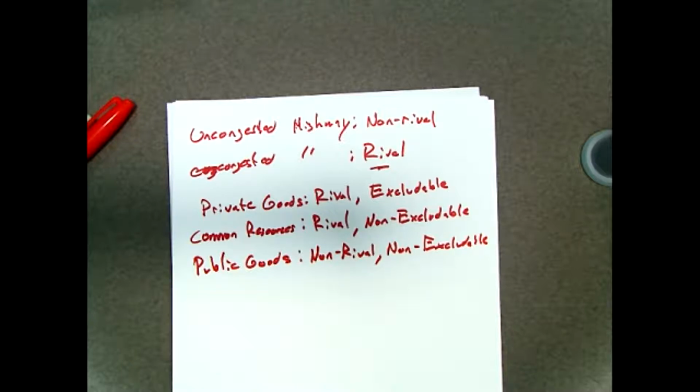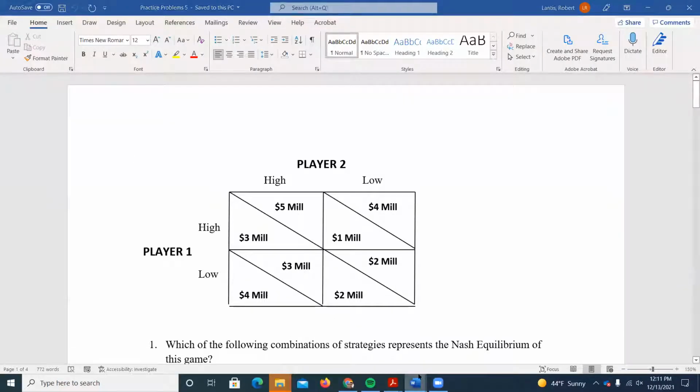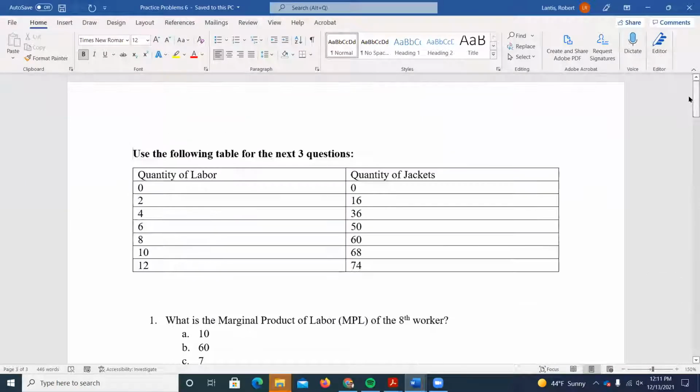Other questions before we jump into a few problems here? All right, so I did post the detailed answer key of these, but we'll work through them. So that was practice problems 5. Let's go to 6, and let's go up here.